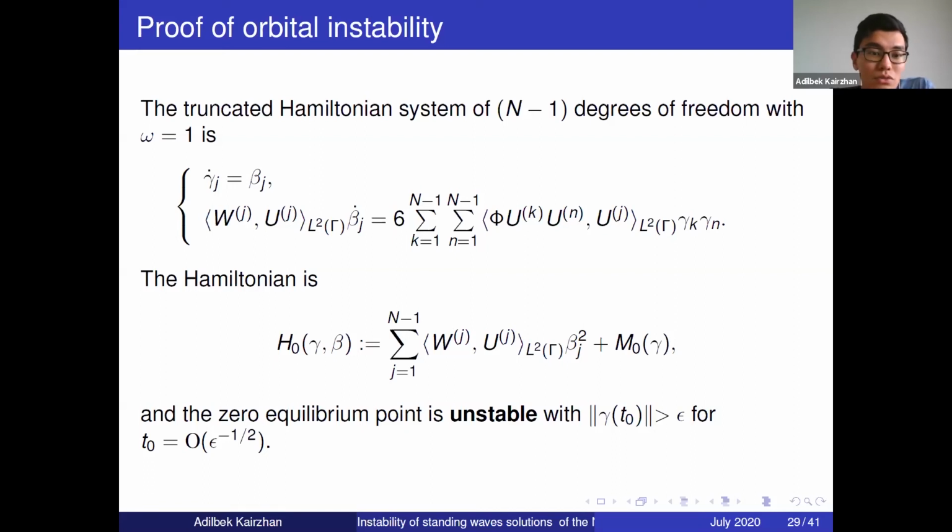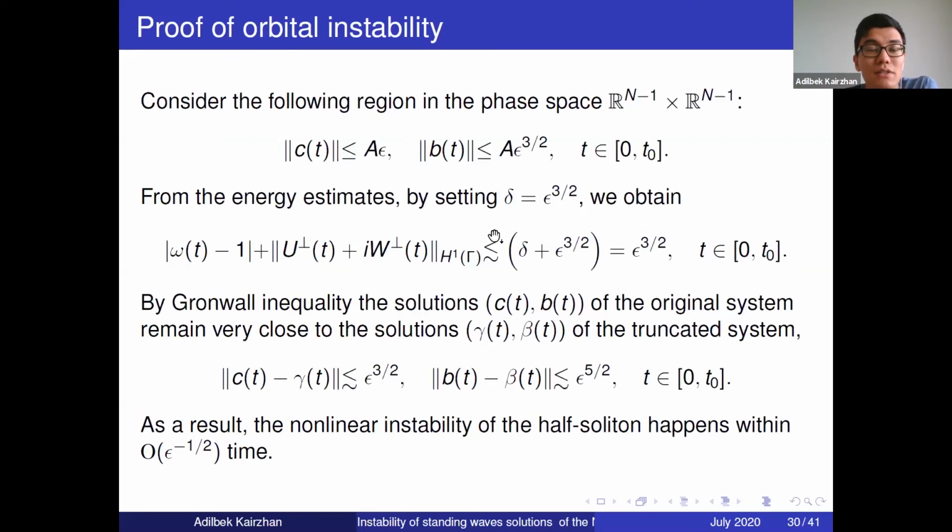One can also show that whenever we start in the neighborhood of 0, then eventually in the time of order epsilon minus 1 over 2, you will go beyond the epsilon neighborhood of 0, right? So it means that it's some type of very slow instability in this case. So this is a result for the truncated system.